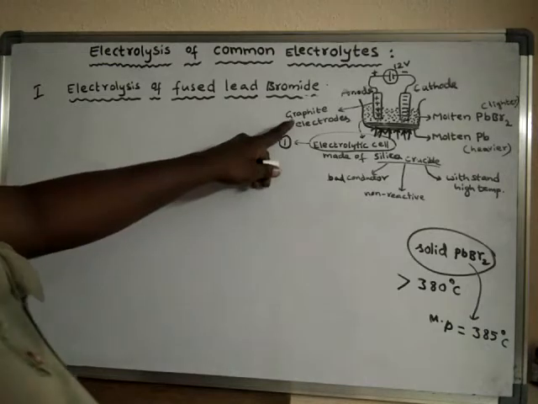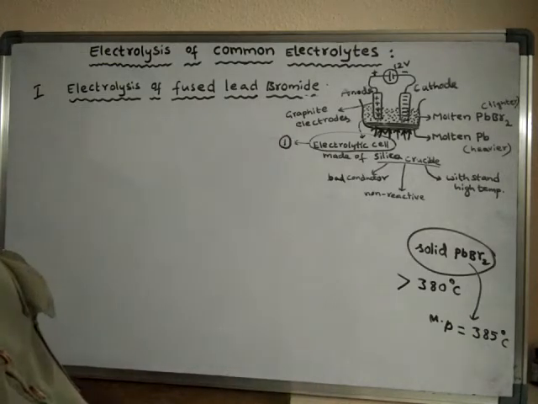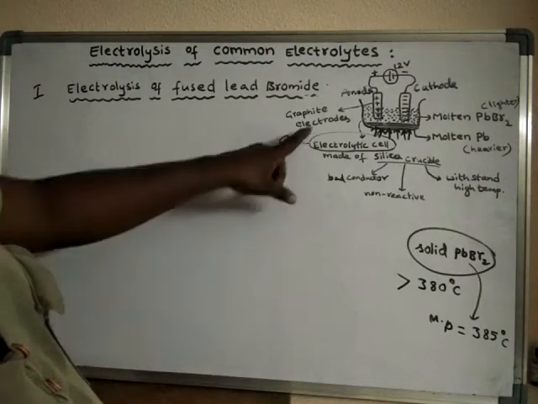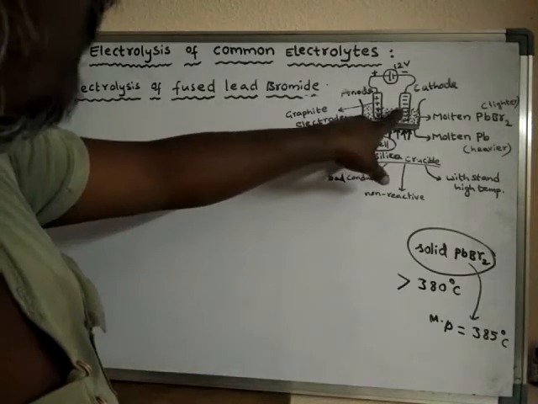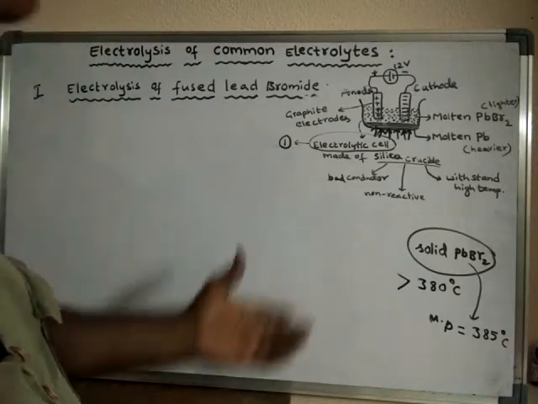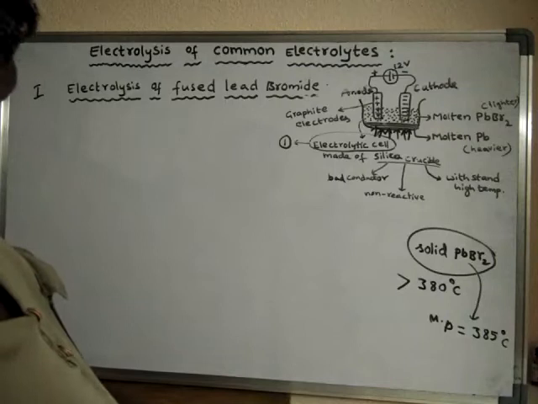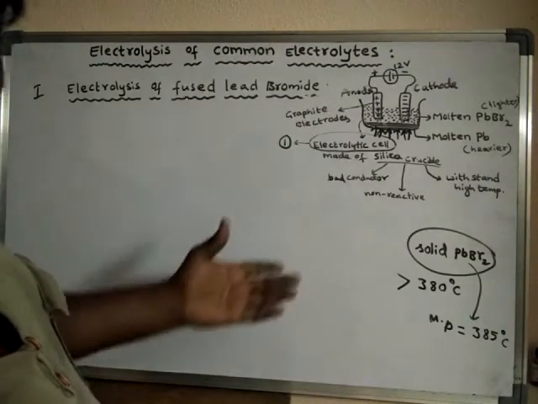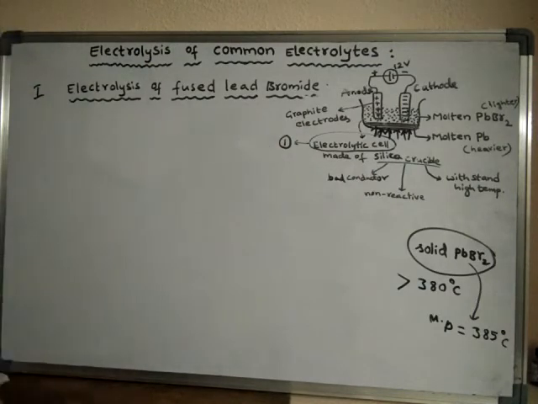So why should we use graphite electrodes? Because graphite electrodes are non-reactive electrodes. The electrodes should not react either with the electrolyte or with the products of electrolysis.